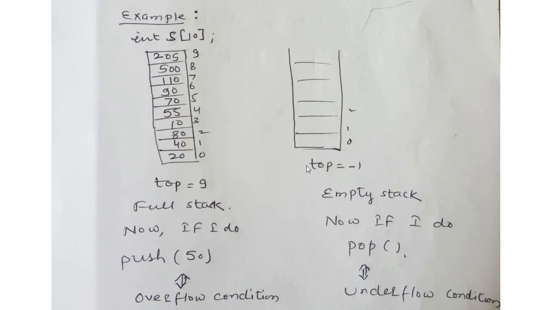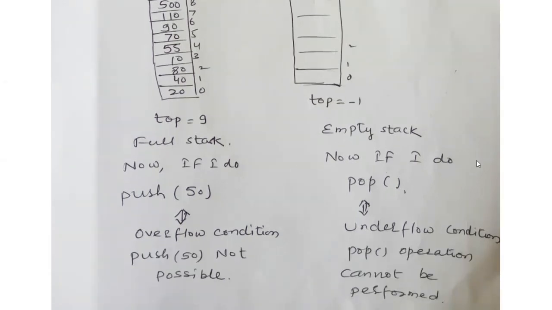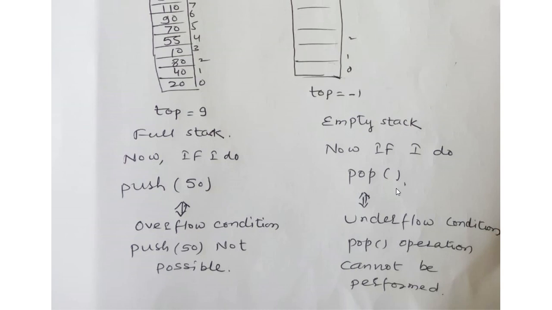Similarly, if my stack is empty, means top is -1. Now, in empty stack, if I perform pop operation, then this is called an underflow condition. So, what is overflow and underflow? Overflow means inserting a new item into a full stack is the overflow condition. And underflow is deleting an item from an empty stack is underflow condition.